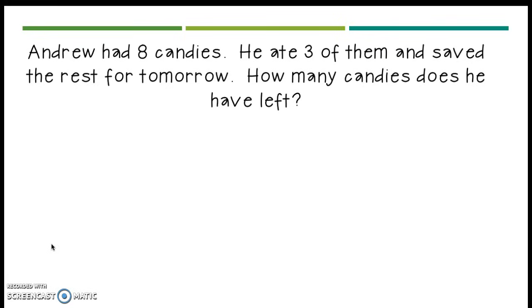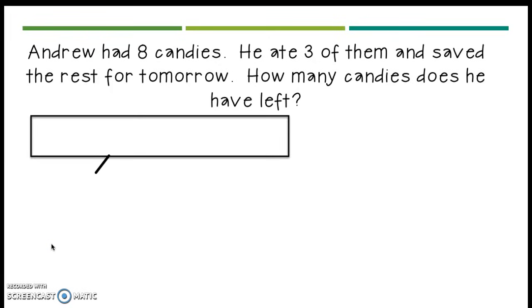Okay, so we know that we draw what we read. So I would like you to go ahead. We're going to do this one all together. I want you to go ahead and draw a nice long box. Sorry, my little stick got stuck up there. All right. And Andrew's going to have 8 candies. It says Andrew had 8 candies. That's our whole amount. We're going to go ahead and draw that in our big long box.